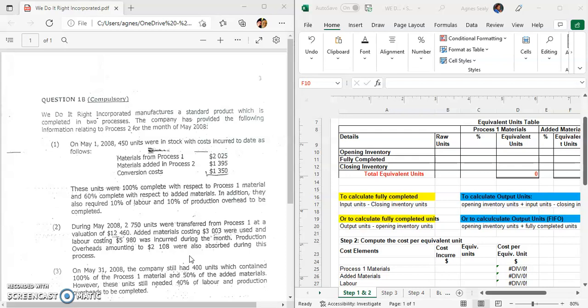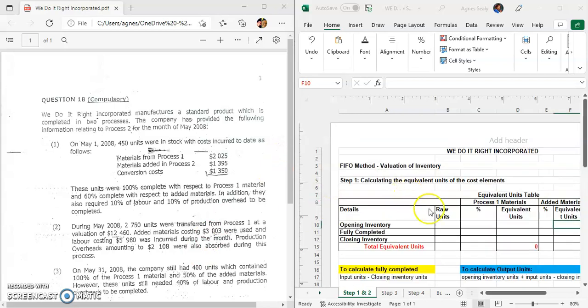We are looking at the topic of process costing, and we will be looking at an example question where we'll be examining how to prepare a process cost account if a company adopts a first in first out method of valuing their inventory. Our example question today is called We Do It Right. So let's look at this question and see how we will go about preparing the process cost account using a first in first out cost system.